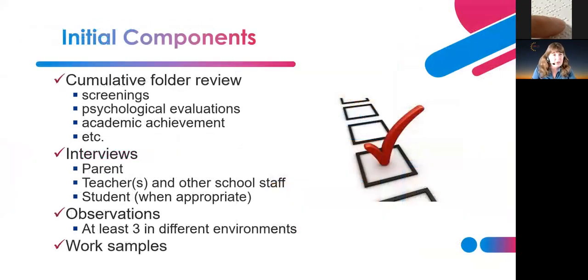So the initial components of our FEMLAs include a cumulative folder review. You want to look at any screenings, psychological evaluations, academic achievement information, anything that could impact the student and their functional vision. You want to look at interviews and conduct them with parents, teachers, and other school staff if it's appropriate, and the student. If the student is verbal, then they should be included in the interview process.